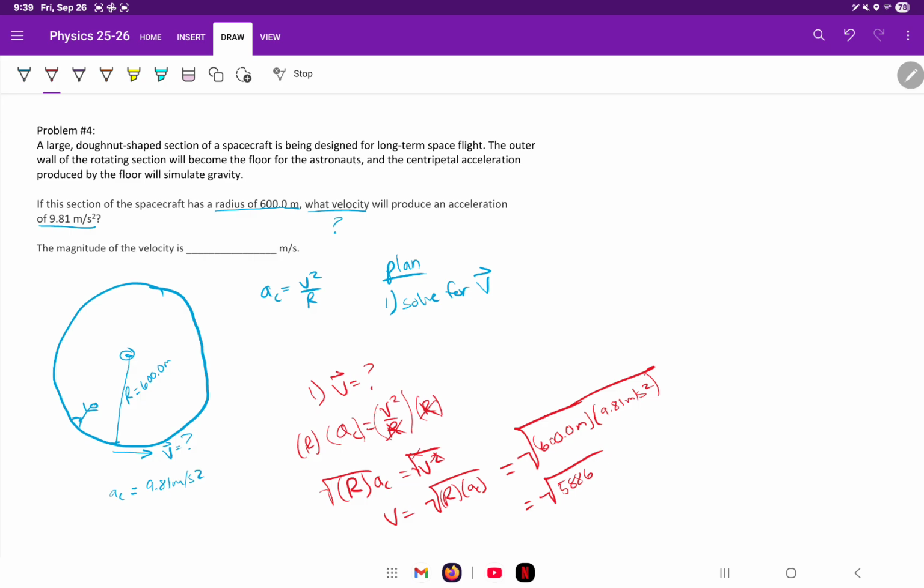And so then I'm going to square root that number. So the square root of 5,886 comes out to 76.7 meters per second. That is the velocity that I'm going to need to go at. And that's the answer. 76.7. I'm going to write that in here. 76.7. And that is how you solve that problem.